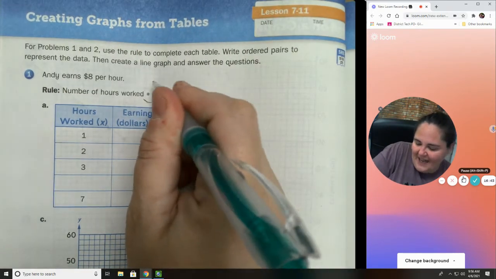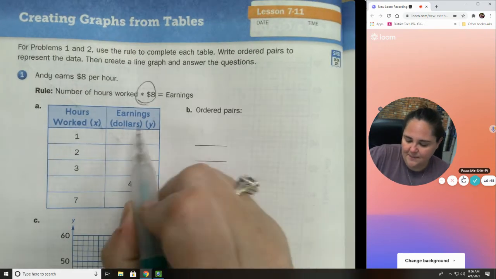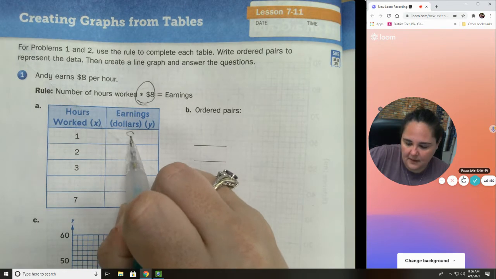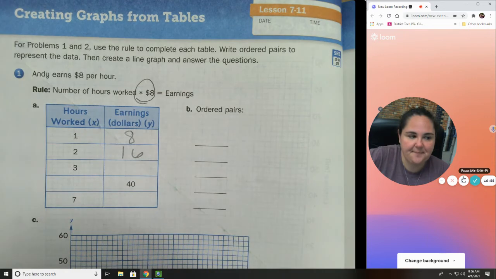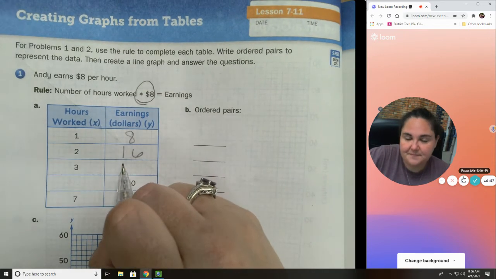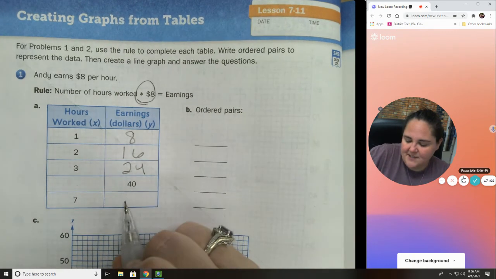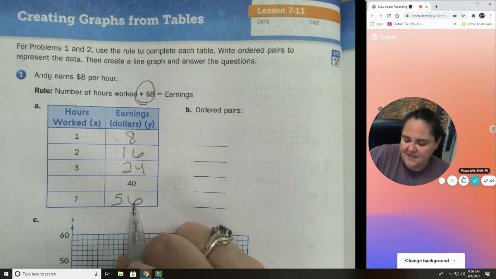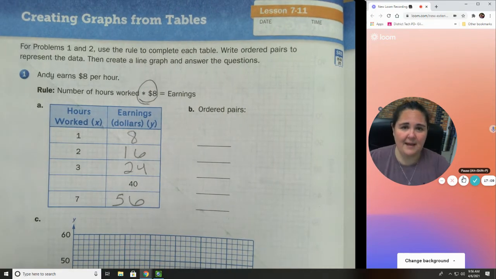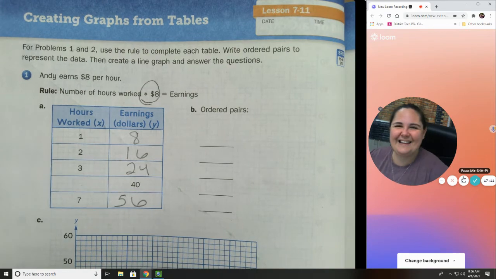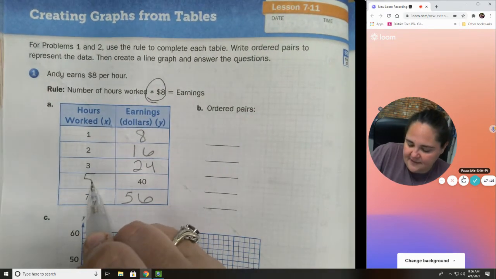All right. Number of hours worked. My rule is times 8. All right. 1 times 8, 8. 2 times 8, 16. 3 times 8, 24. 7 times 8, 56. Now we're going backwards. So I can't multiply by 8. I need to divide by 8. So 40 divided by 8 is 5.